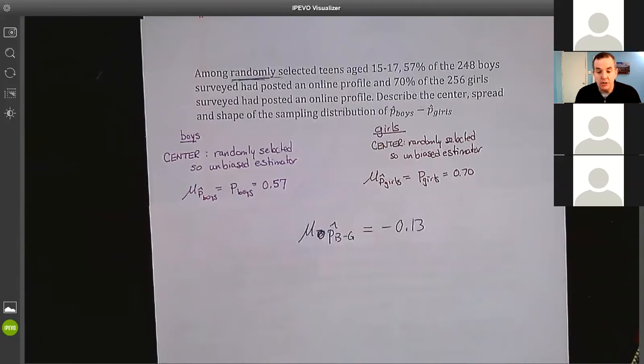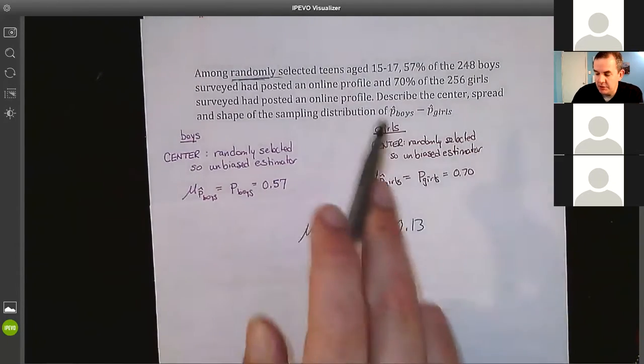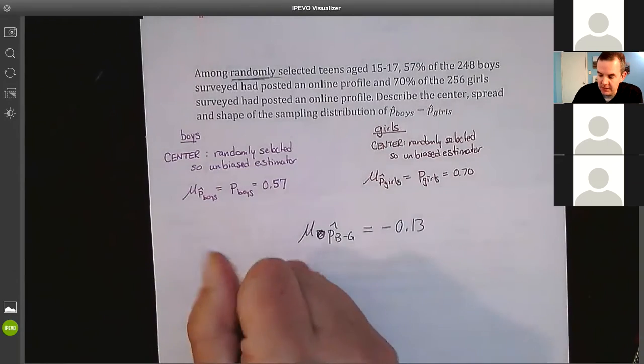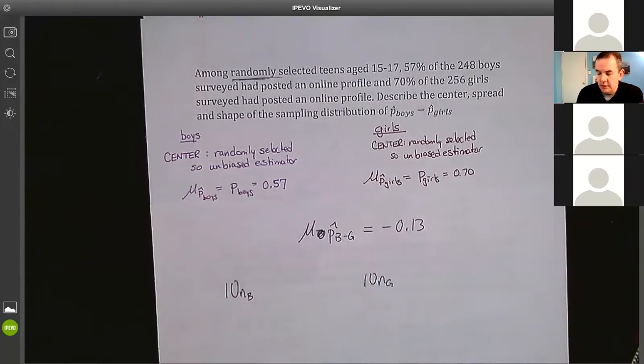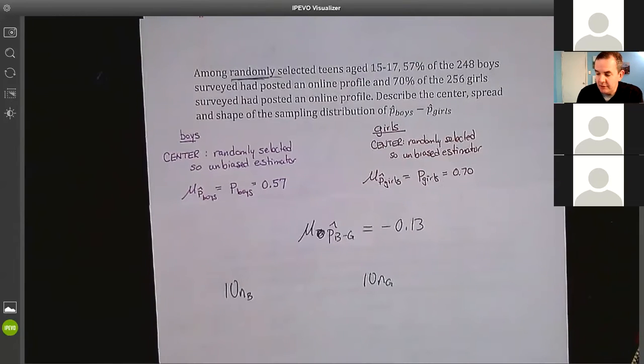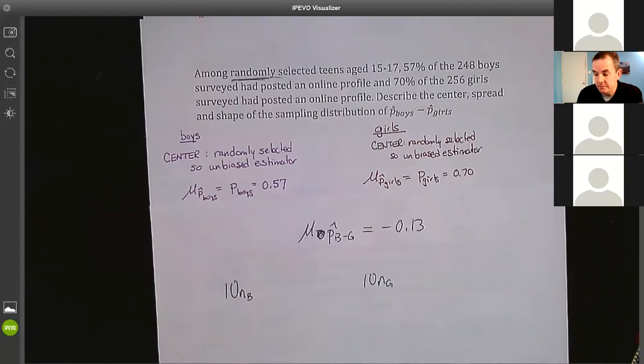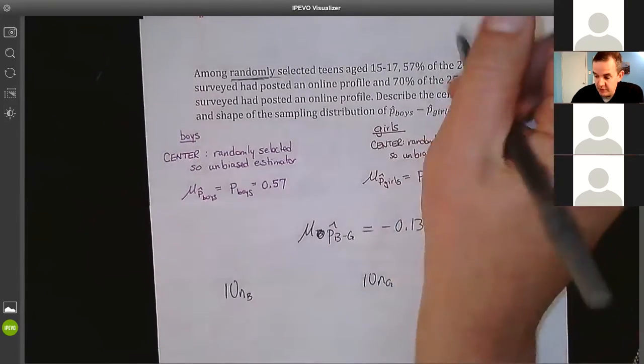Okay, we're going to talk about spread next. Spread is the 10N check. So I want to think about the 10N check. I'm going to think about 10N for the boys, and 10N for the girls. So what's my sample size for the boys? From the problem, what does it say? Our sample size is 248.